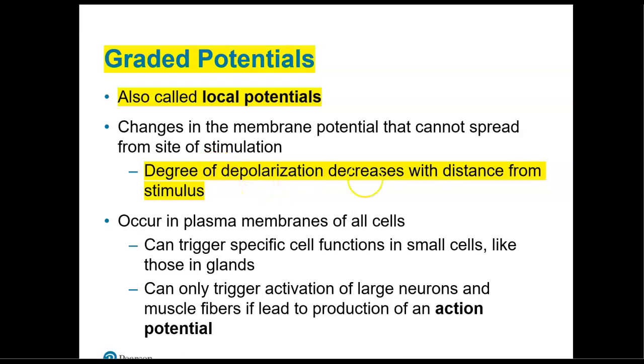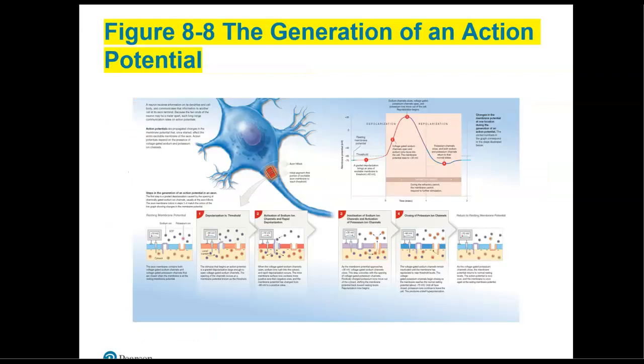They don't propagate and travel along like with the action potential, which is going to spread all the way down the axon. So a graded potential or a local potential occurs in the plasma membrane of the dendrites or the cell body. And the degree of depolarization decreases with distance from the stimulus. So let's see if we have like a picture here.